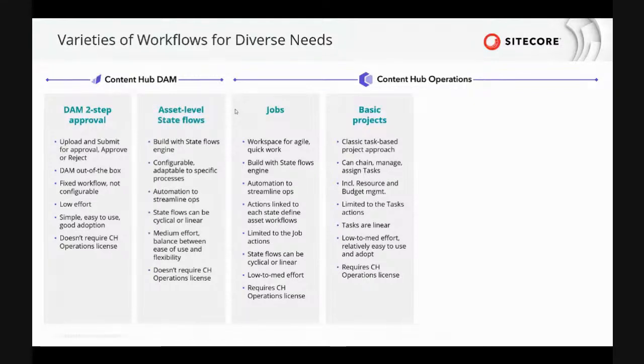You start from one task, you chain the next one, and you create a dependency from one to the other task. If you need to go back to do a second approval, that's a manual process. The project manager, the operations manager, needs to go and do this step manually, while in a stateflow, this can be automated. In my opinion, it's a low to medium effort to implement and relatively easy to use and adopt.